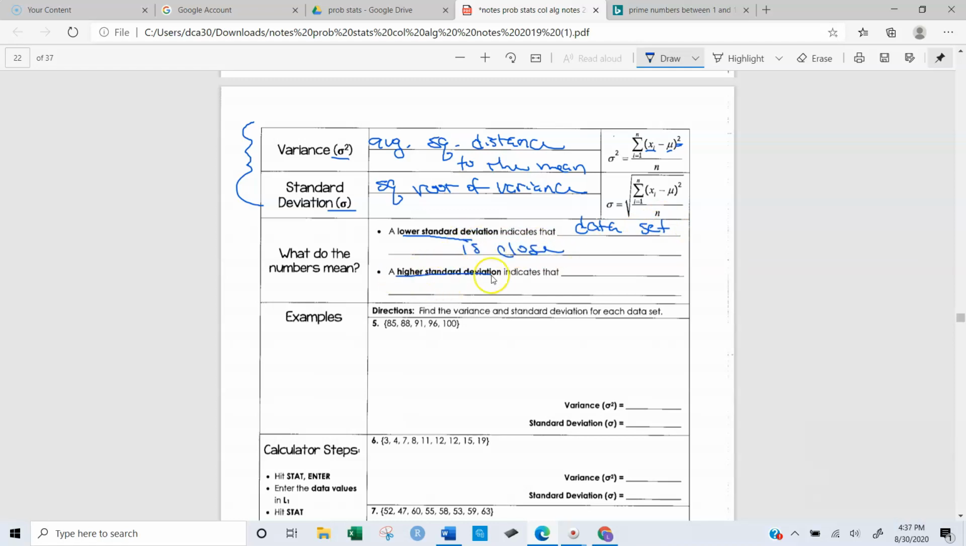If I have a very large number, they're very spread out. So depending on what you're doing, depends on what you want. Generally, you want them close together. You want a smaller number. Okay, let's try one out here. Let's do a small one.